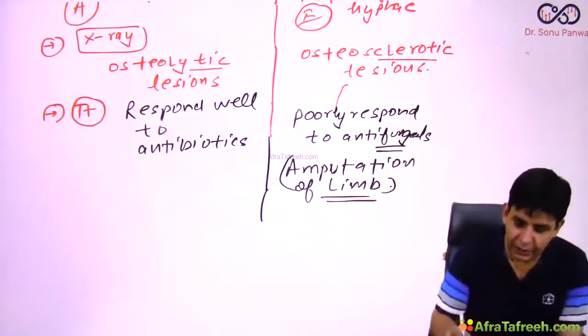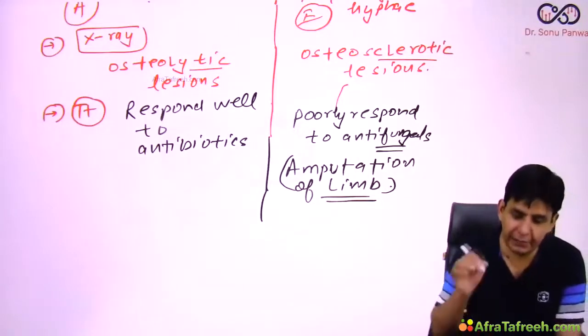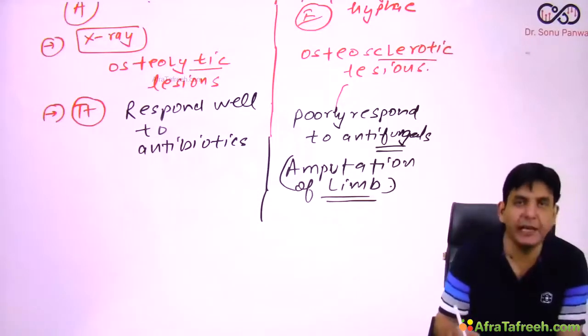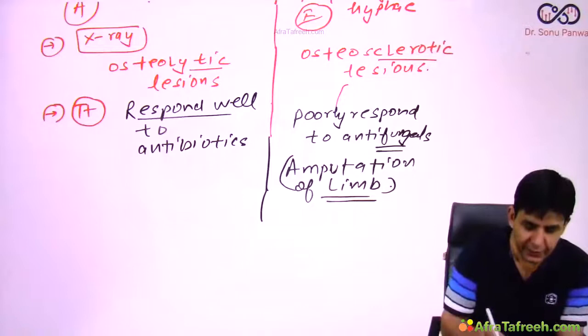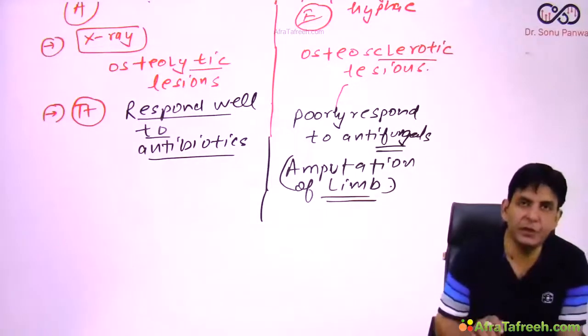So to save or to limit the spread, you have to go for what? Amputation of the limb. So remember, it responds poorly to the antifungals, and thereby you have to carry out what? Amputation of the limb, and they respond well to the antibiotics. Okay, so this much you need to remember in mycetoma.